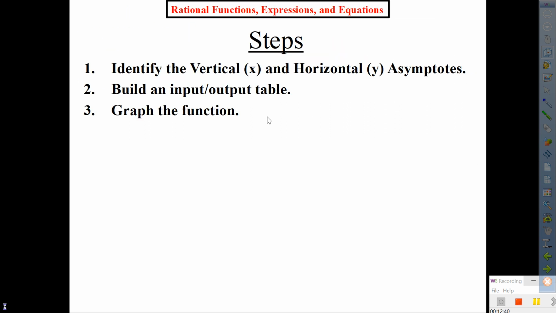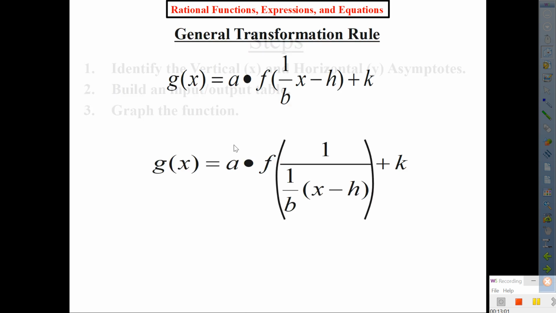Last night, you were to do the home play. You did three things. The first one, identify vertical and horizontal asymptote, build an input output table, and graph it. Yes? Did you get plenty of practice? Yes. Let's see numbers 1, 3, 5, 7, 9, and 11. That's plenty of practice, right? Okay, good. So tonight you're going to do the evens.